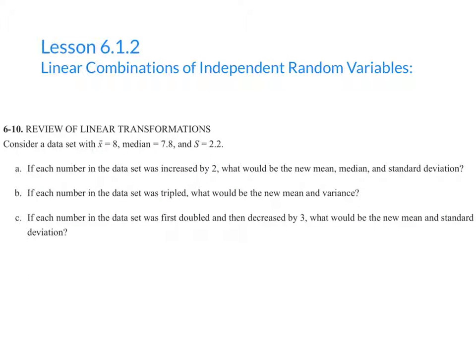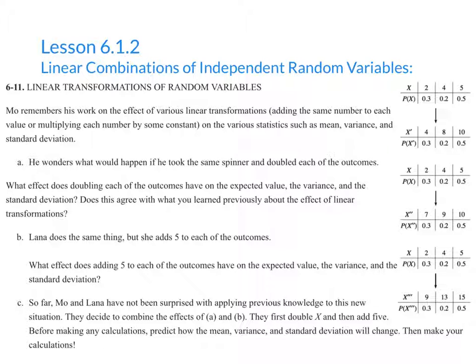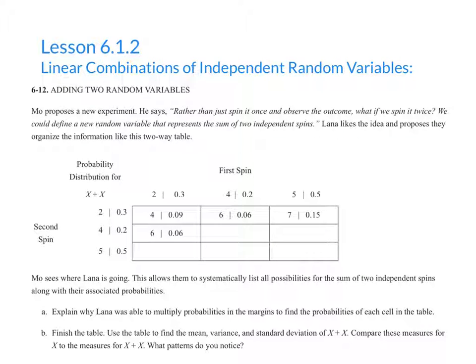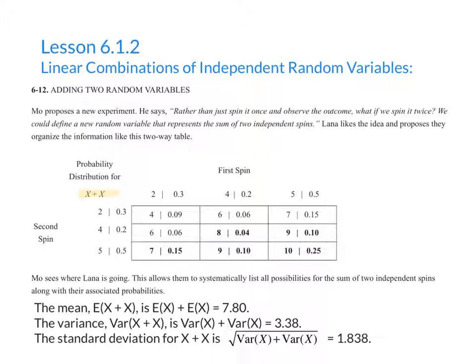Lesson 6.1.2 begins with a review of linear transformations of data from Lesson 1.3.3. Linear transformations of data is then extended to probability distributions. In problem 6.12, students use the familiar concept of a two-way table to examine all of the outcomes of the combination of 2 consecutive trials of a random variable, x plus x, and use the results to find the expected value, variance, and standard deviation of the new distribution, x plus x.